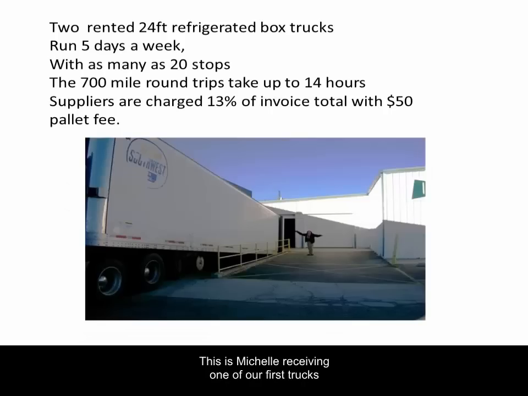This is Michelle receiving one of our first trucks. And we do sell a variety of national brands that help cover the overhead so that we can do the work that we want to do in the local communities, things that we will never make in New Mexico, maple syrup, paper products, a variety of things that come from out of state. We try and buy from other co-ops as much as possible, and that really helps cover the overhead.